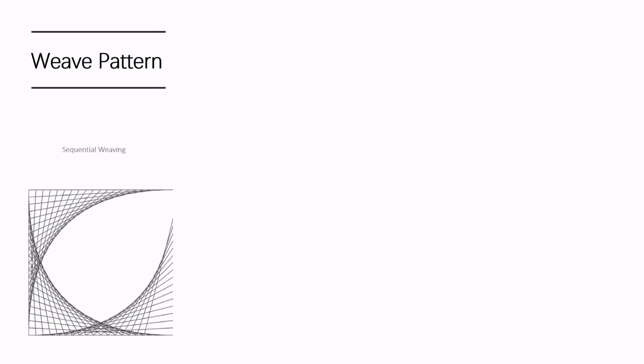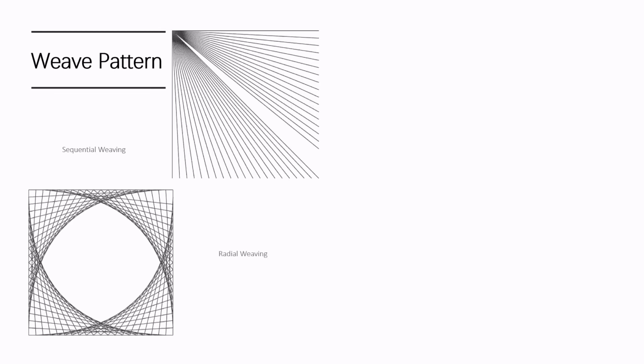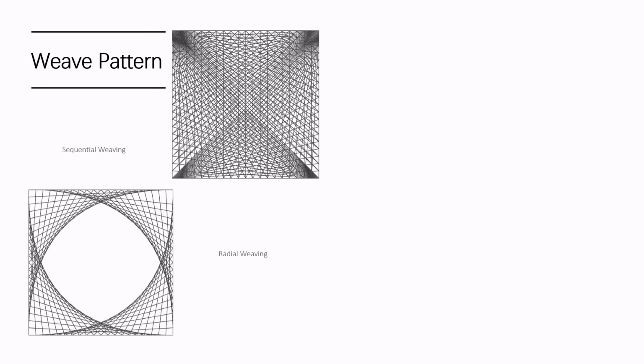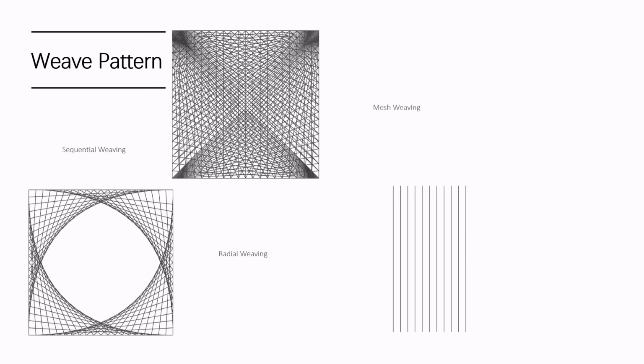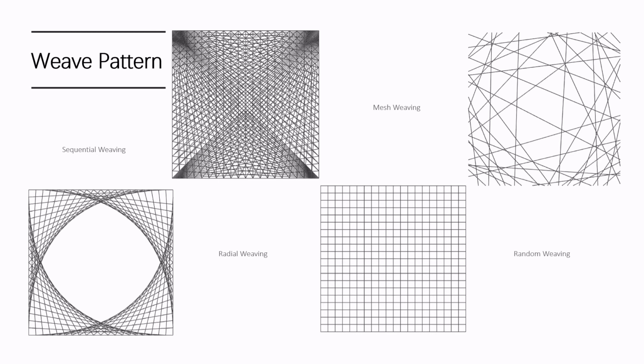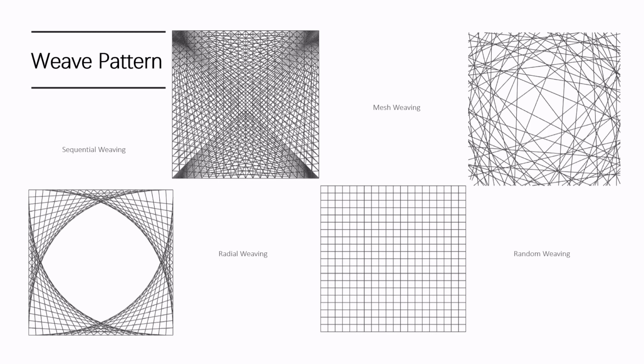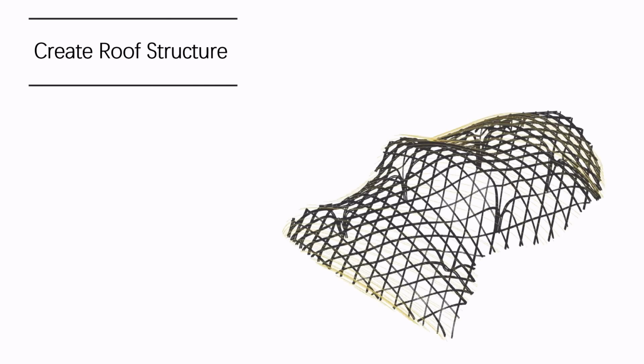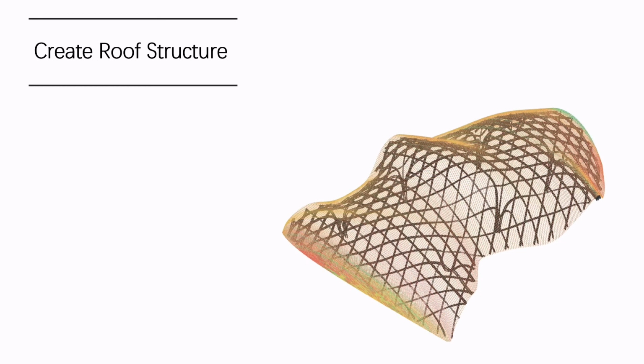And on this page, I show the plain weaving methods that can be used in this design. There are 4 kinds. We can see the first one is the sequential weaving, and the second one is the radial weaving, and the third one is the mesh weaving, and the last one is the random weaving. The animation on the right shows that the shape and structure of the roof can be enriched by adding various weaving layers.